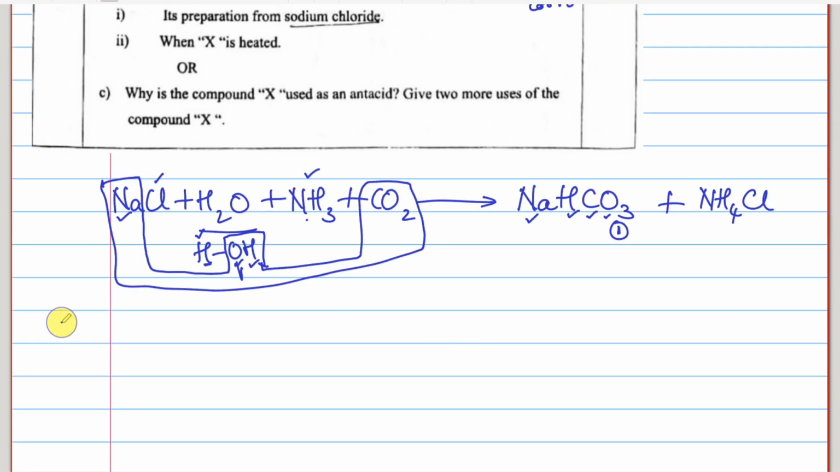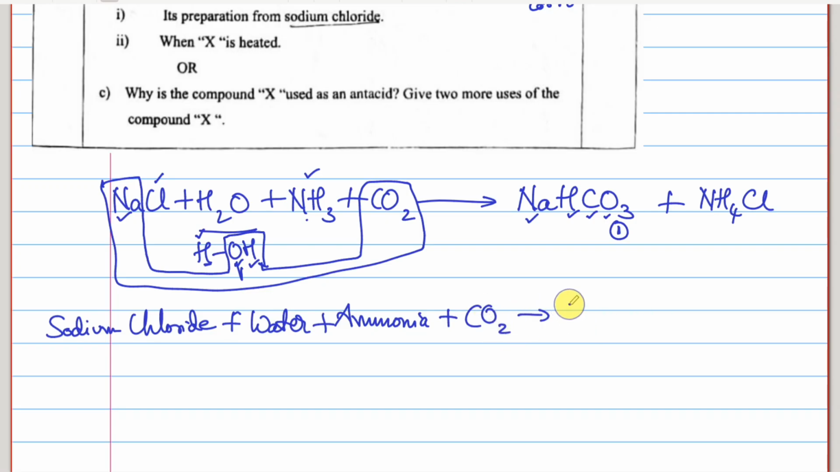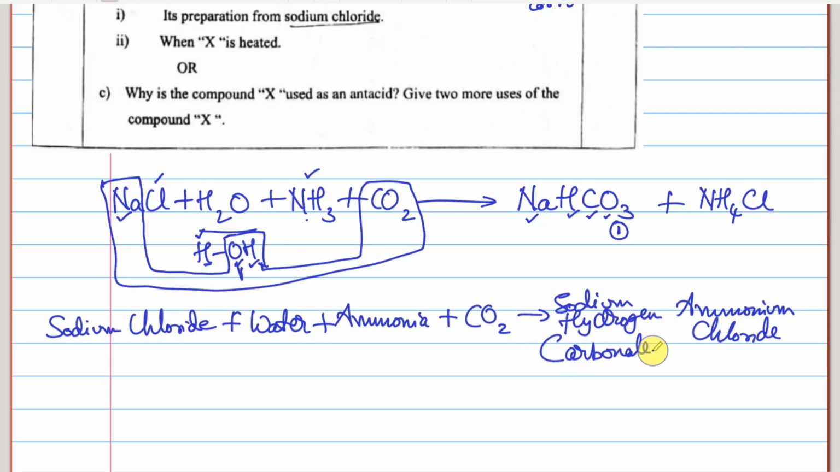So we'll just write down sodium chloride solution, or sodium chloride with water, with ammonia gas plus carbon dioxide gas reacts to form sodium hydrogen carbonate plus ammonium chloride. Even if you don't remember the whole chemical reaction taking place, just remember the statement of the formation.